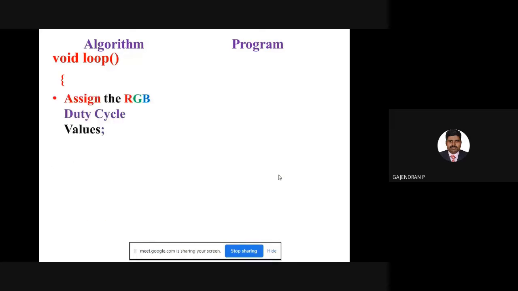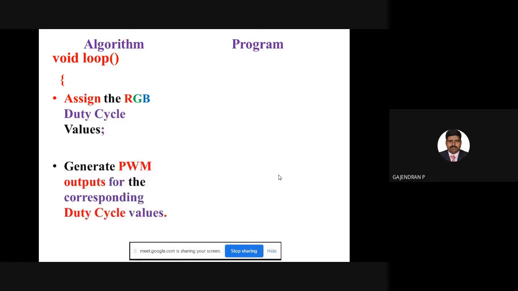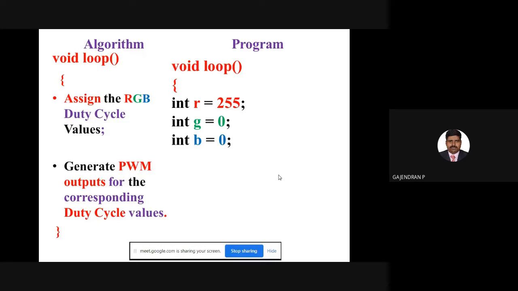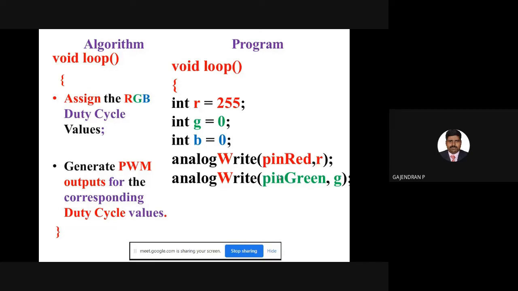I need to assign the duty cycle for each pin. Then I need to pass the duty cycle to make the PWM outputs in the corresponding pins. So in the loop program, I'm going to assign the duty cycle first: red is equal to 255, green equal to 0, blue equal to 0. Then I will pass those duty cycles into the analogWrite function, thereby we will get the required output.